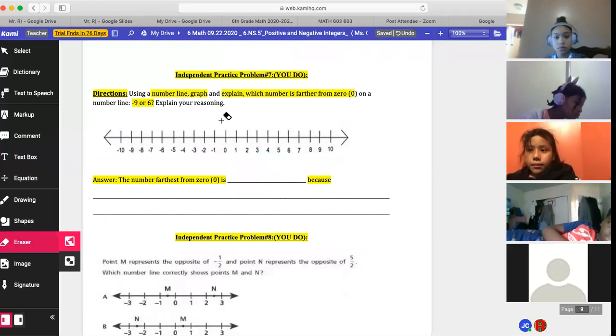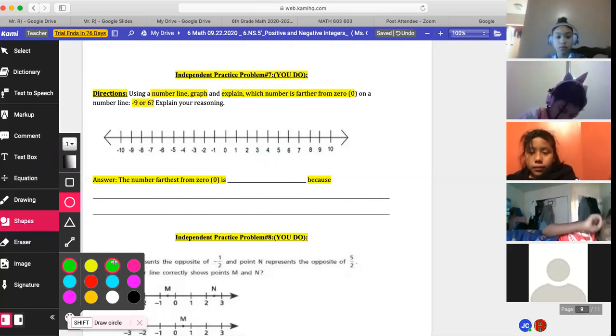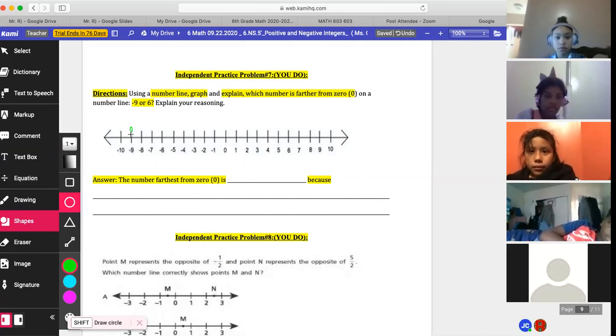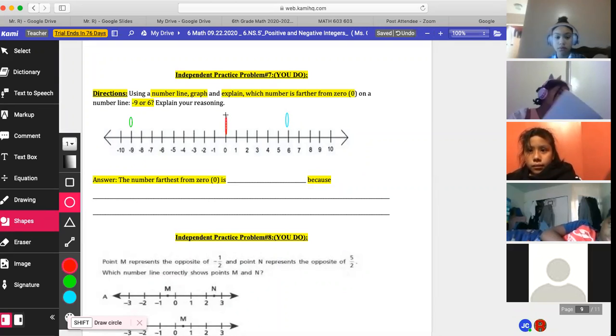All right. Using a number line graph, explain which number is farthest from 0. You have -9 or 6. Explain your reasoning, okay? So think about this. You have 0 right in the center. Everybody sees 0? Miss Camilla, can you circle 0 in red for me? Here we go. Do you see 0 right now, guys? That's where 0 is at, right?